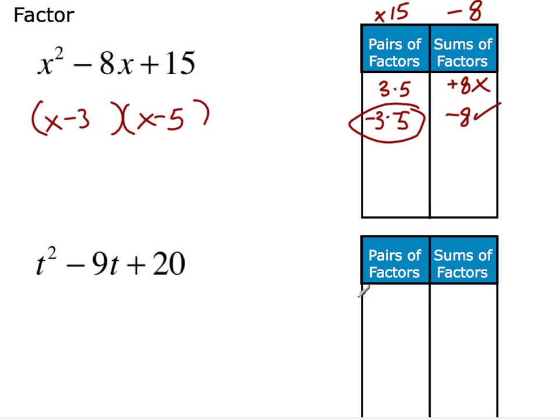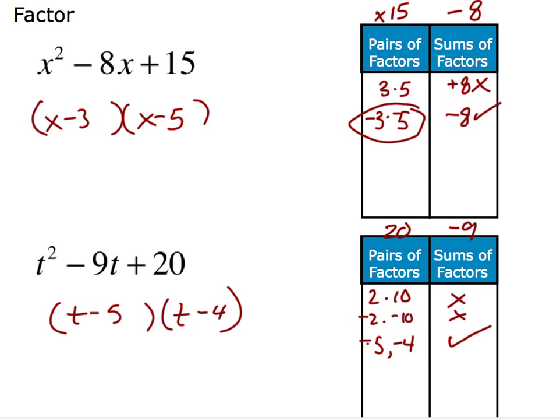Okay, hopefully you've unpaused. Two things that multiply to 20, add to minus 9. 2 times 10, or minus 2 times minus 10, but those don't add up right. 5 and 4. Minus 5 and a minus 4 have a product of a positive 20, and they also have a sum of a minus 9. Those are my two. So here I go. T minus 5, T minus 4. Done. You can FOIL that out. I'm pretty confident that's going to be right though.